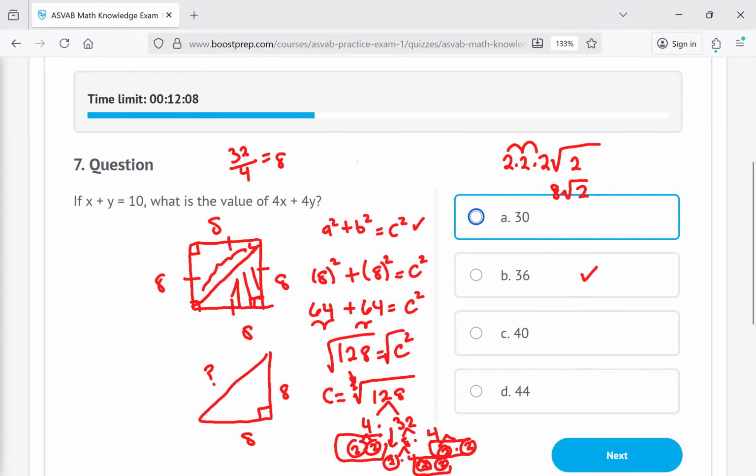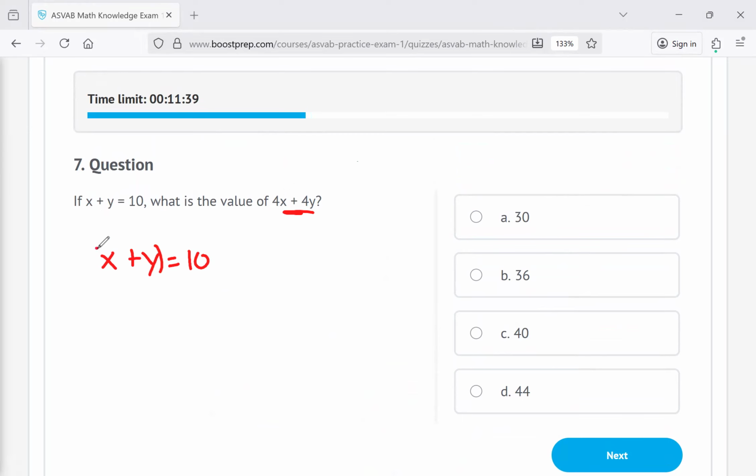Okay, question 7. If x plus y equals 10, what is 4x plus 4y? So you do not have to solve for x and y. Just look at the relationship. The x plus y is almost similar to this. How can I make x plus y look like a 4x and a 4y? You can do that by multiplying this by 4, right? If you FOIL out this 4, you're going to get 4x plus 4y.